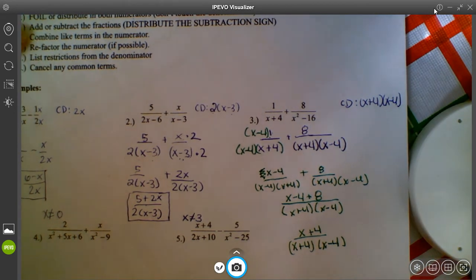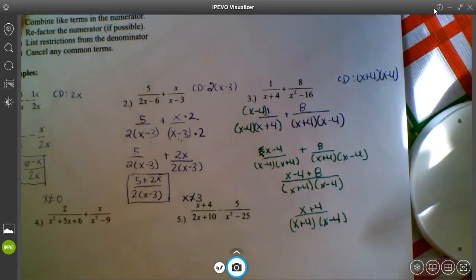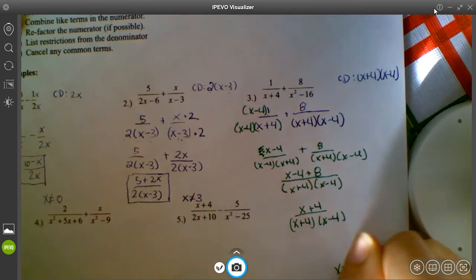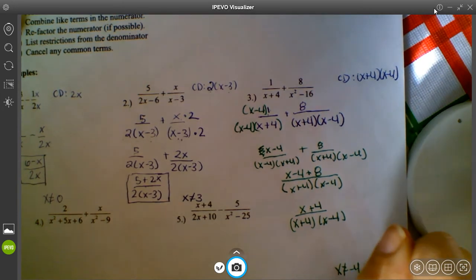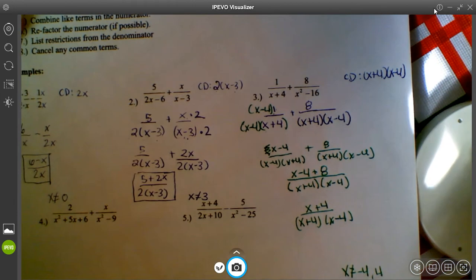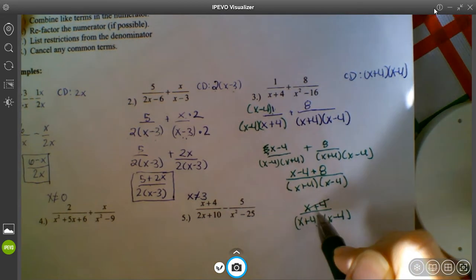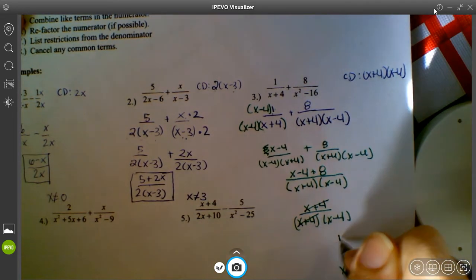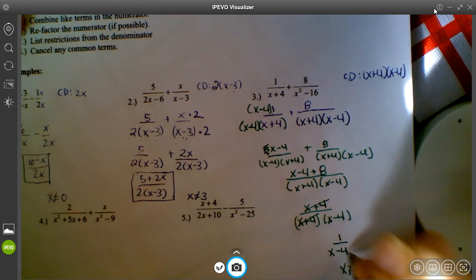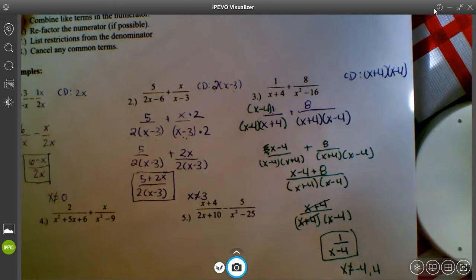Then it says factor the numerator if possible. I can't. List restrictions. X can't equal negative 4 and positive 4. Then it says cancel common terms. I have an x plus 4 on top and I have an x plus 4 on bottom, so I'm left with an x minus 4 on bottom.